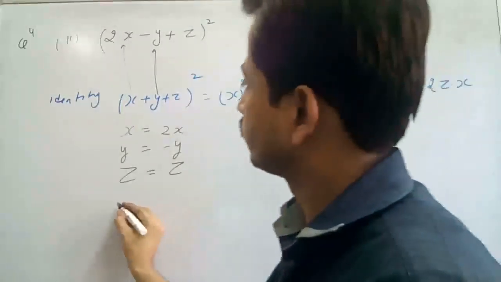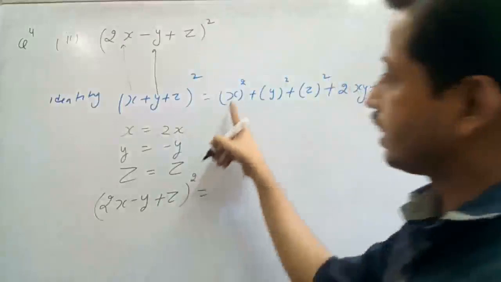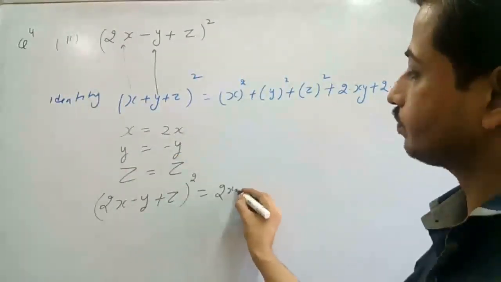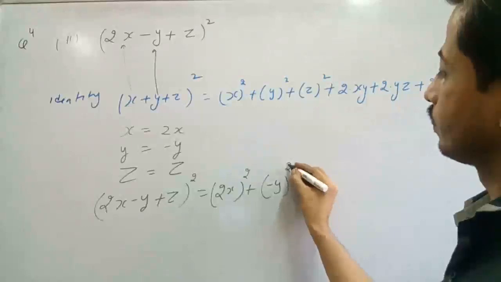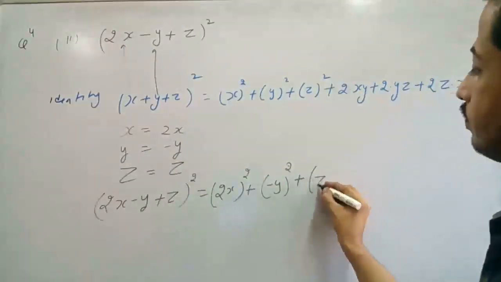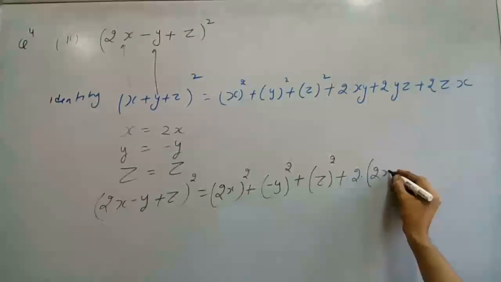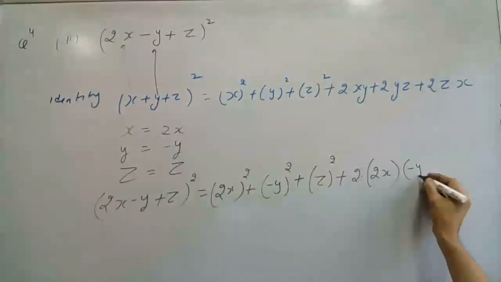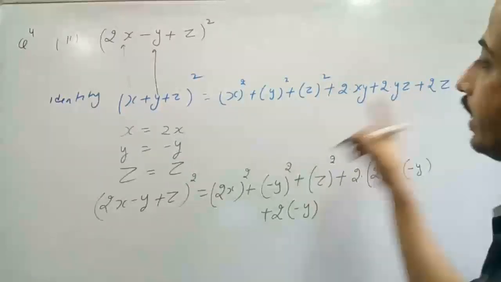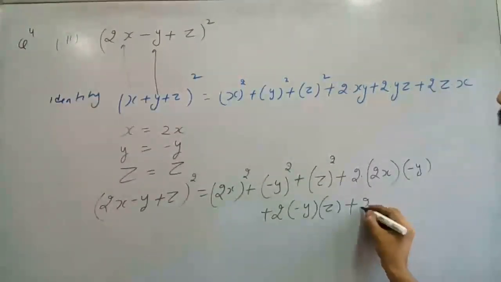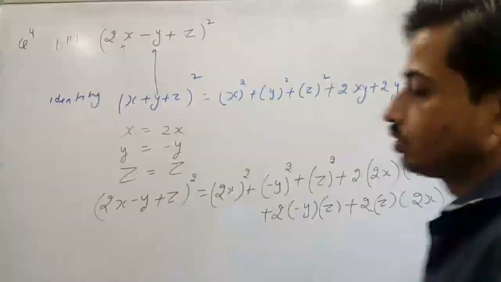Put it on the right hand side: (2x - y + z) whole square is equal to x square, x is 2x, plus y square, y is minus y, plus z is z, plus 2 into x, x is 2x, y is minus y, plus 2 into y, y is minus y, z is z, plus 2 into z, z is z and x is 2x. So it's become very easy.